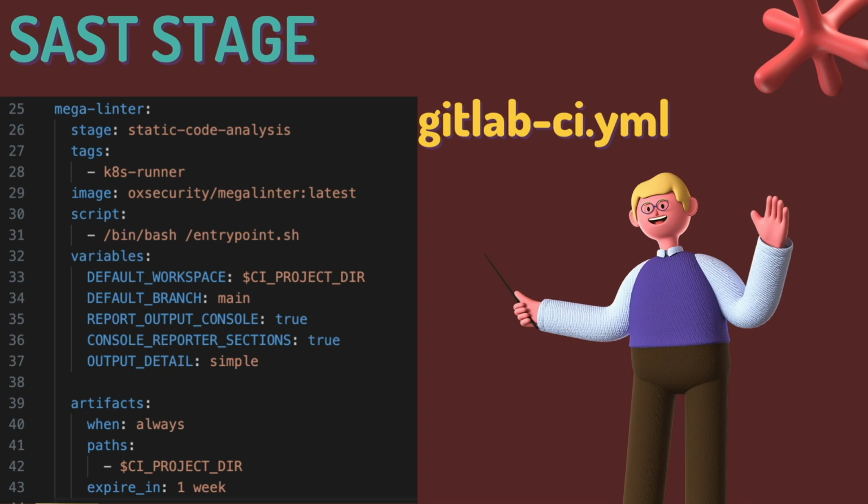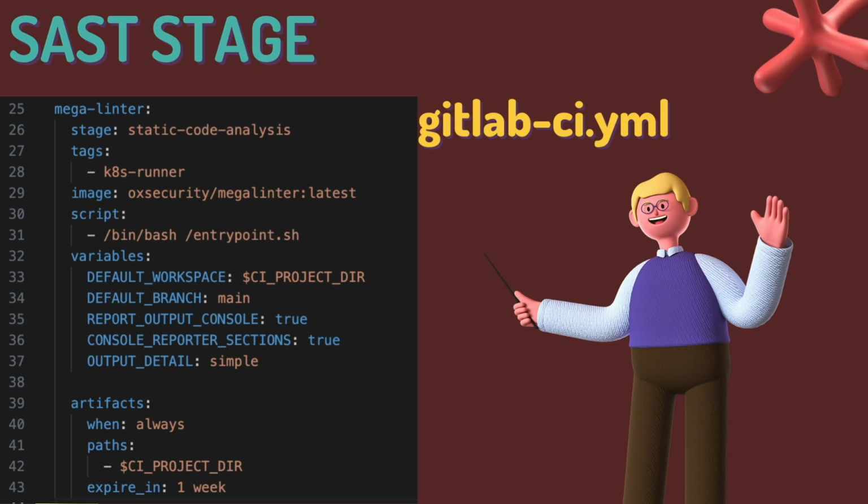The variable section includes DEFAULT_WORKSPACE, which sets the path to the workspace as $CI_PROJECT_DIR, pointing to the project directory where MegaLinter should run. Default branch is set to main, meaning that this branch will be the default target for this linting process. Finally, the artifacts section ensures that a report is generated and saved. These artifacts are located in the project directory and will always be stored for up to one week.